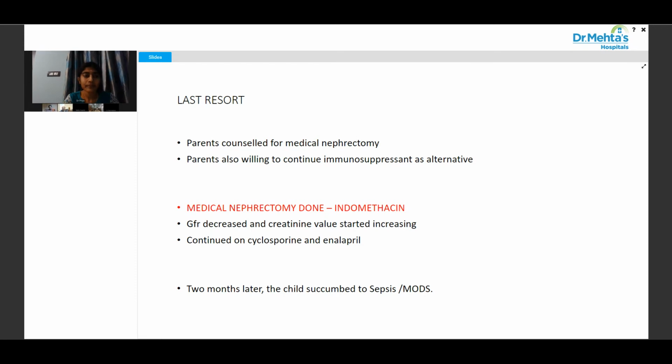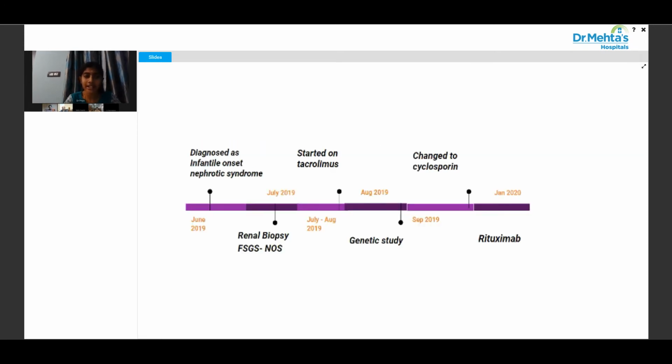Brief summary on this case is, in June 2019, we had this child diagnosed as infantile onset nephrotic syndrome. Child behaved as steroid-resistant nephrotic syndrome, hence renal biopsy was done a month later. Renal biopsy turned out to be FSGS NOS type. Following that, child was initially started on the calcineurin inhibitor tacrolimus at 0.1 mg per kg per day. Child did not show any response, hence the dose of tacrolimus was increased. Despite that, child showed neither clinical nor biochemical response. Genetic study was done. Child was diagnosed as nephrotic syndrome type 13 due to a genetic defect in nucleoprotein 205.